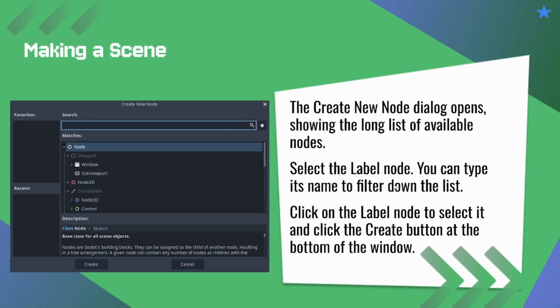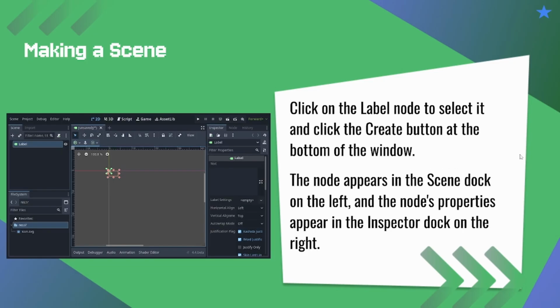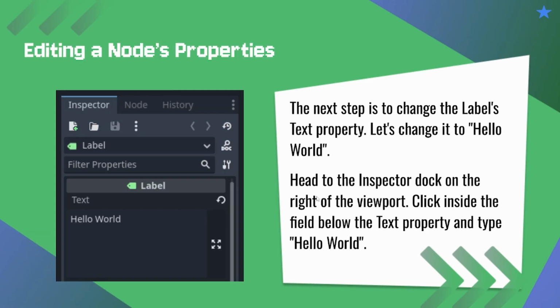All right, as you just saw, we added a new node using the create new node dialog. It'll show a list of all the nodes and you can search for it. You want to click create at the bottom of the window. All right, so now you have it, cool. The node will appear in the scene dock and its properties will appear in the inspector dock on the right. So let's mess with that.